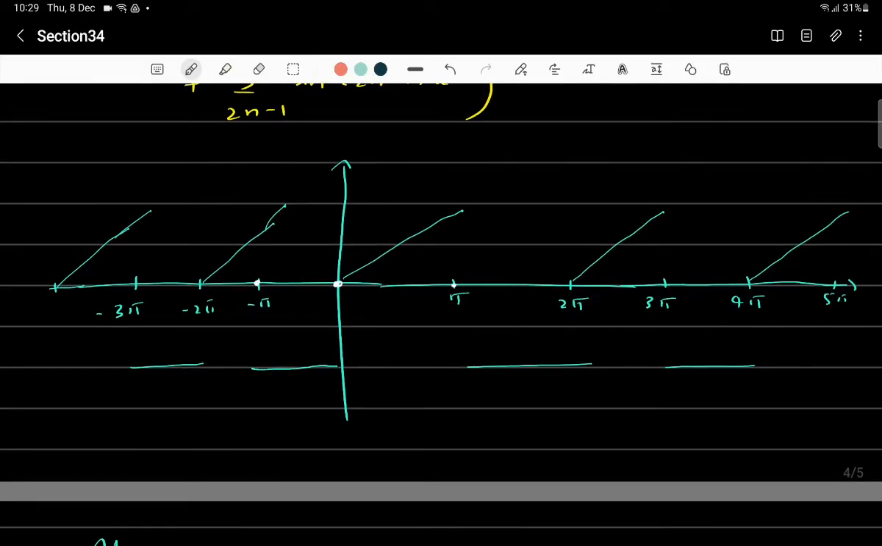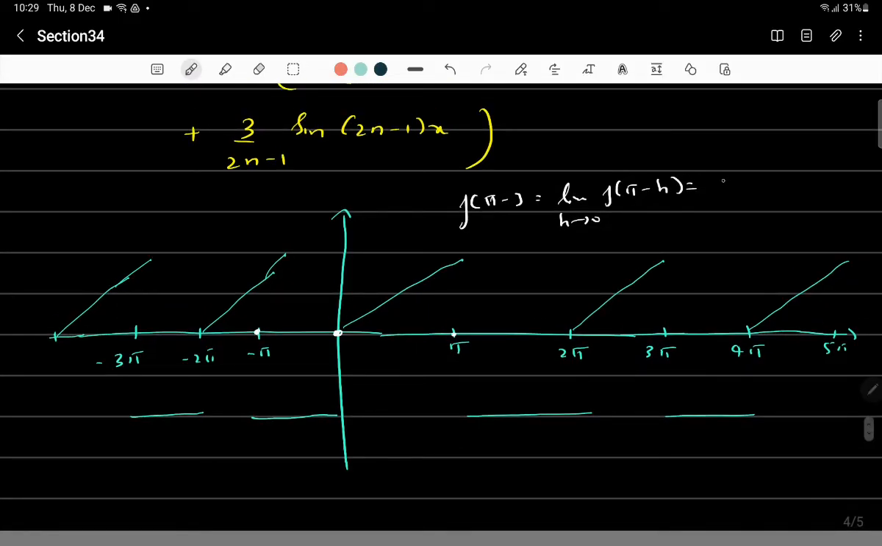If I compute the left hand limit, f of pi minus, which is the limit as h tends to 0 of f of pi minus h, this gives you pi. And f of pi plus is the limit as h tends to 0 of f of pi plus h, which becomes minus pi, because after pi I have a constant function minus pi. If I add them, it comes out to be 0.